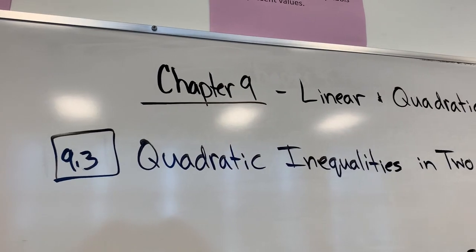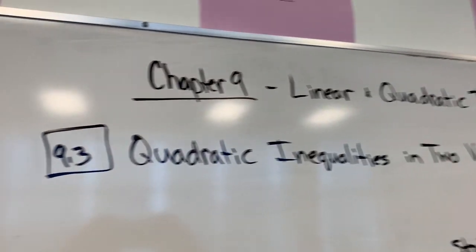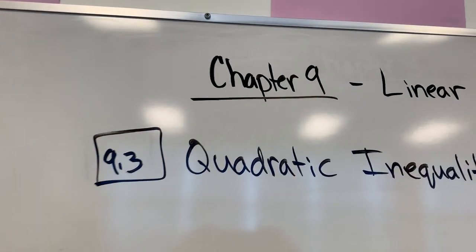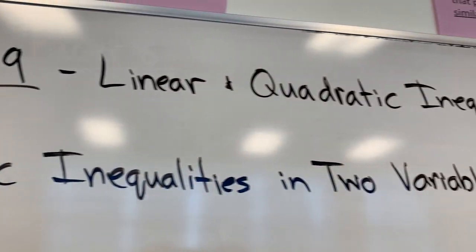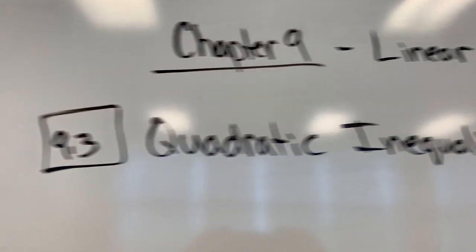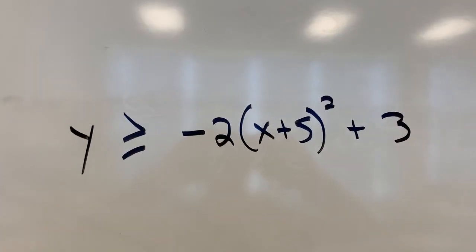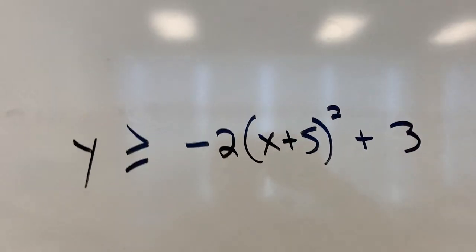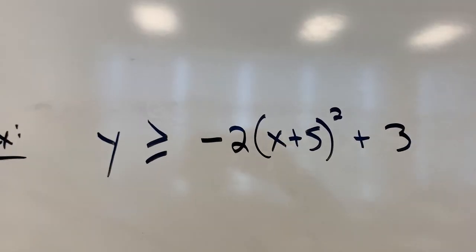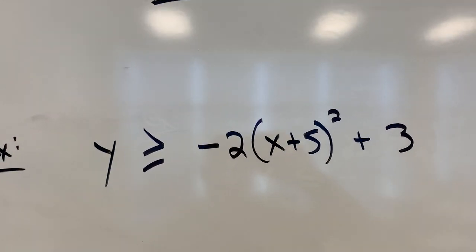All right, Math 20s, this video comes out of chapter 9 and section 9.3. So this time we're looking at quadratic inequalities, but there are two variables. So you have both a y and an x in the question. So something like this is possible. Obviously they can change up what quadratic you have, mix it up.